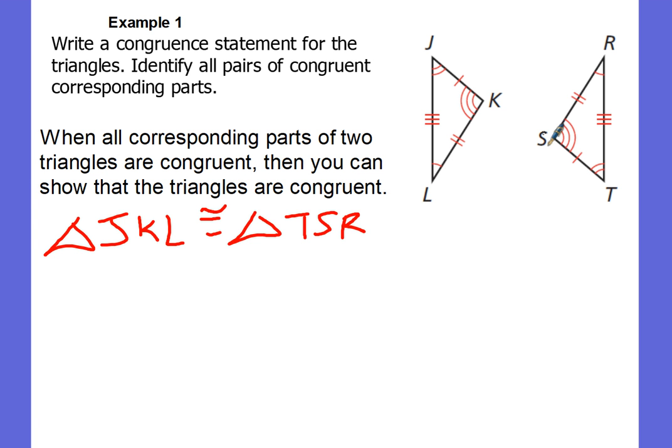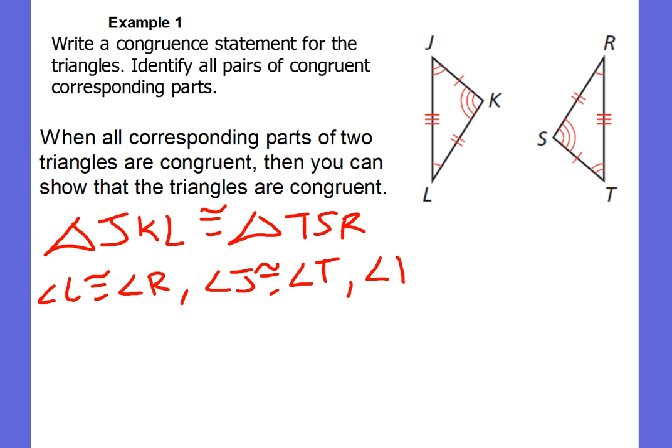Now let's go to each of the individual matching parts. Well, what do we notice? L matches with R, right? L with R. So angle L is congruent to angle R. Angle J is congruent to angle T, and angle K is congruent to angle S. Order matters once again.